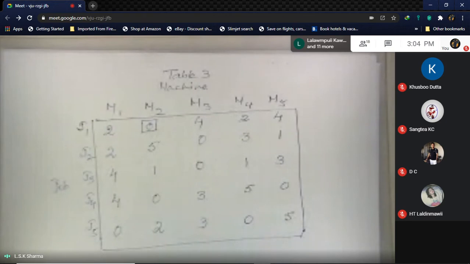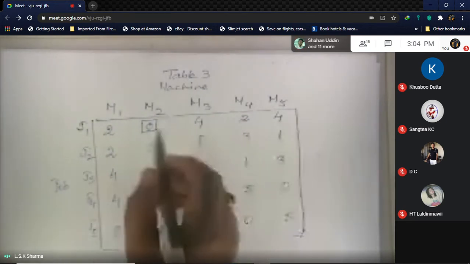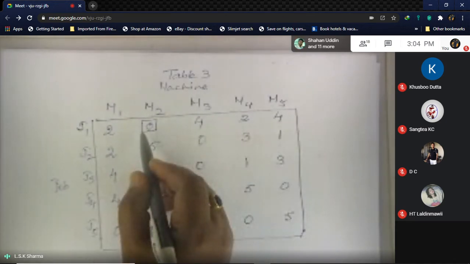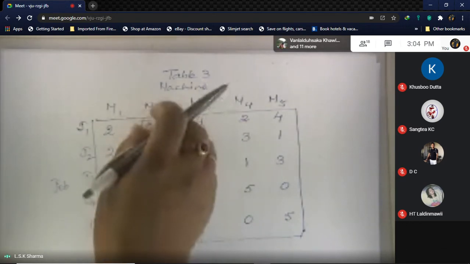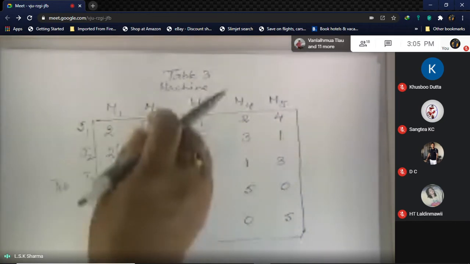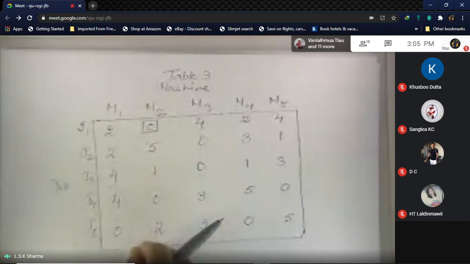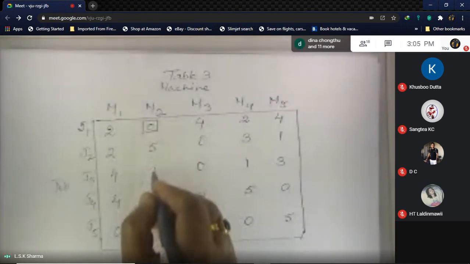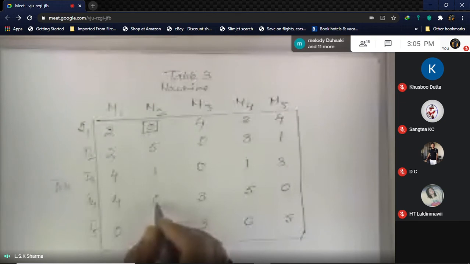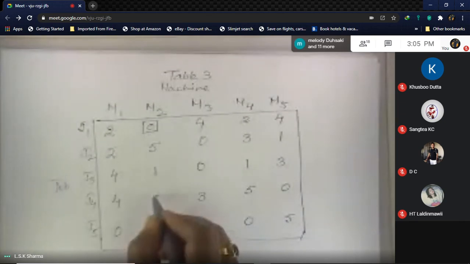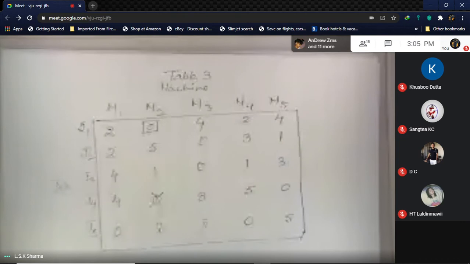If you find a single 0 in that row, put a square around it to make an assignment to this single 0, and cross out all other zeros appearing in the corresponding column. In that particular column where I have marked, if you find any zeros, you put a cross mark on them. So when you look down further, you find one 0 here, and on this 0 you put a cross mark. Okay. So this is the first part.